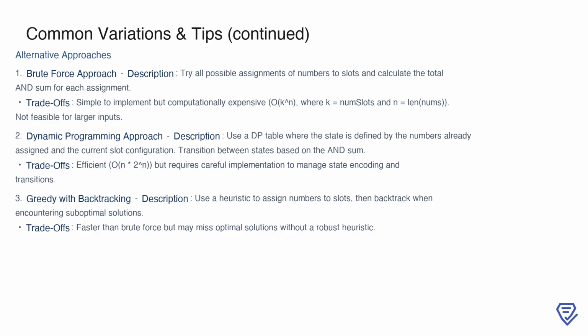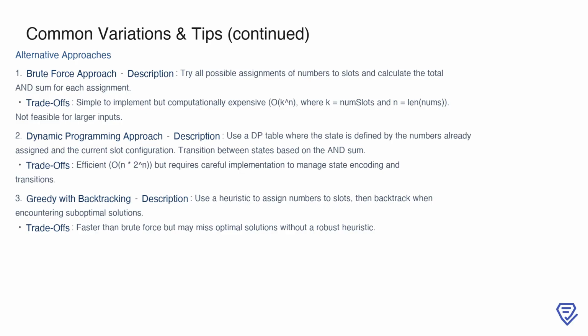A more efficient option is the dynamic programming approach. Here, you define the state based on the numbers already assigned in the current slot configuration, transitioning between states based on the AND sum. This approach is much faster, with a time complexity of n * 2^n, but requires careful attention to detail when encoding and managing state transitions.